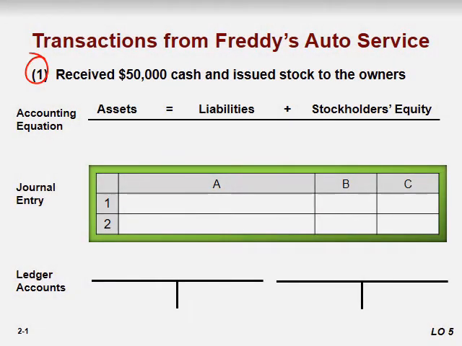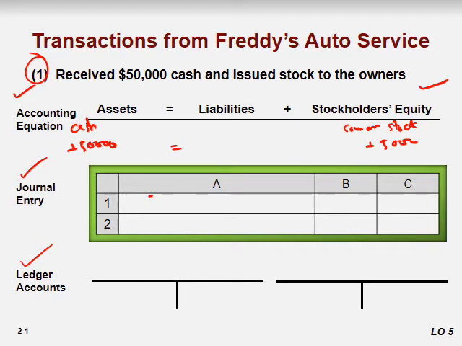Okay, now analyze this transaction: accounting equation, journal entry, and posting method or ledger accounts. So we received 50,000 cash and issued stock to the owners. How do we write this in the accounting equation? We say cash is increased 50,000. Stockholders' equity, which is common stock, is also increased 50,000.